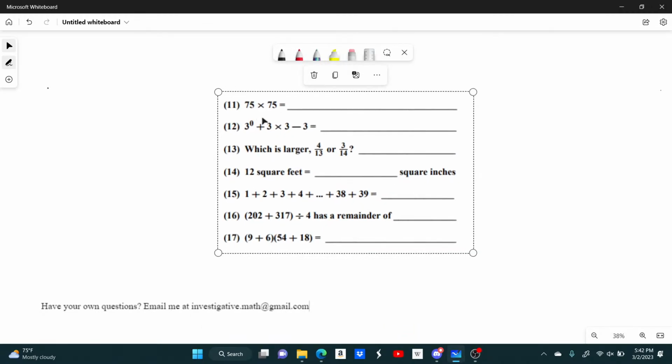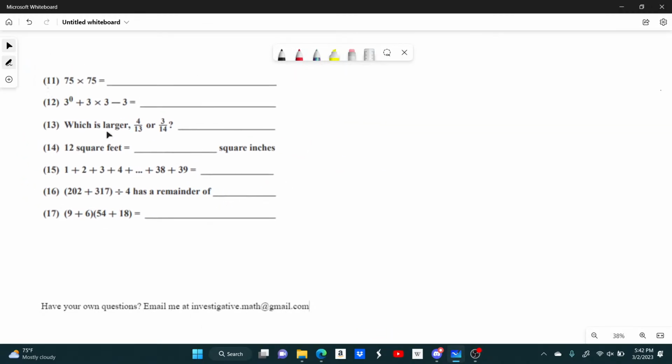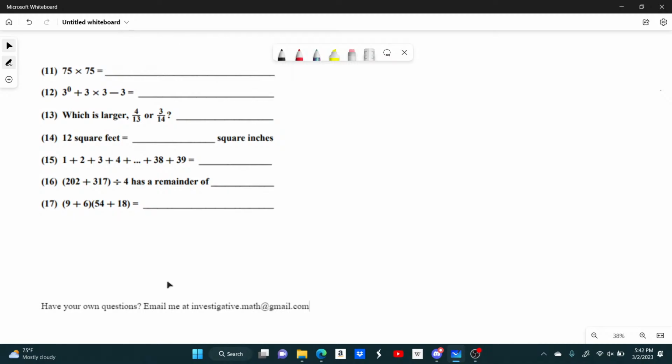Alright, let's look at this. We've got 75 times 75 for number 11. There is a pattern that this follows. It seems like you would use 75's trick if you've heard of that, but there's actually a better way of doing this. Whenever you have two numbers multiplied together that follow a pattern like this, here's an example, 34 times 36. The tens places are the same, and the ones places add to 10. When you have that pattern, then you can use this formula.